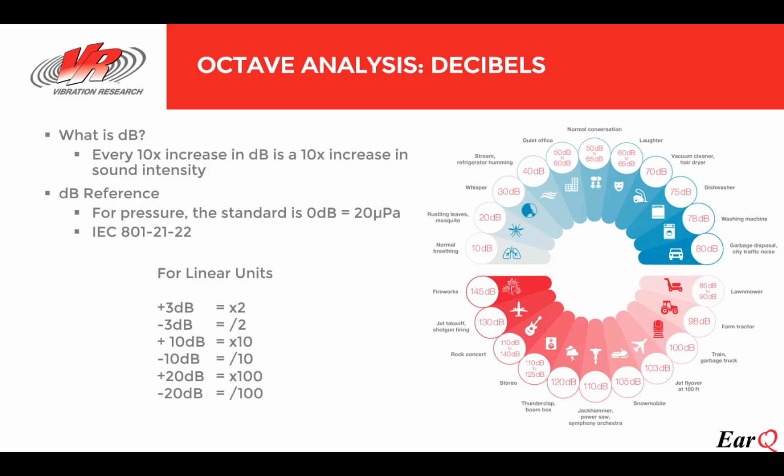And on the right, we have just some general examples of real world items and what their dB would be, what that sound intensity would be. Now, this dB is looked at in two different ways. When we use octave analysis, you have a dB measurement for each individual bin, but we also have an overall intensity measurement that can be generated. And that gives you the overall intensity across the entire analysis frequency range.